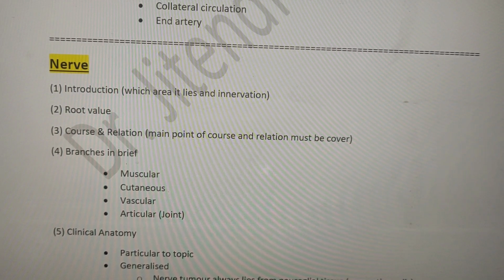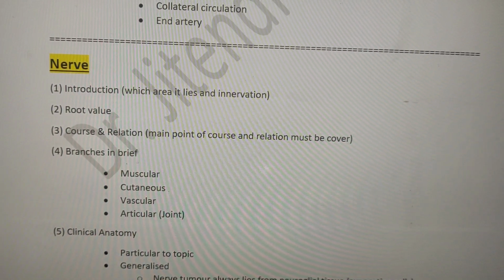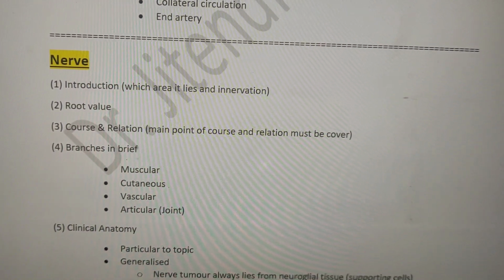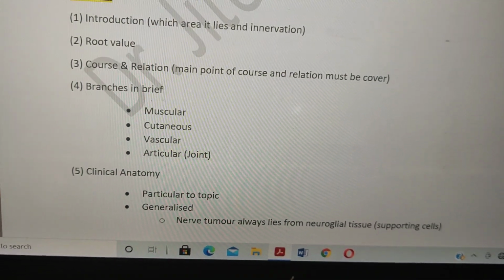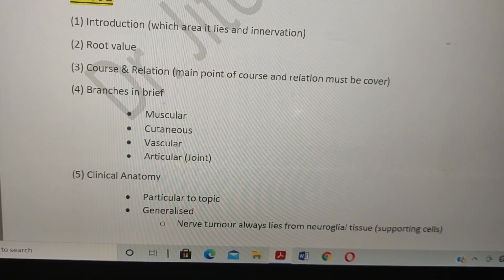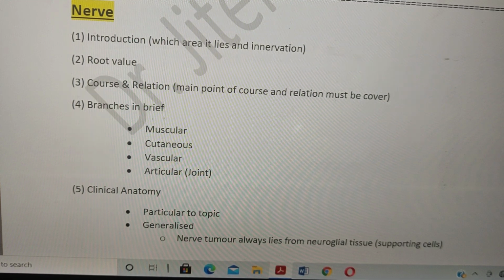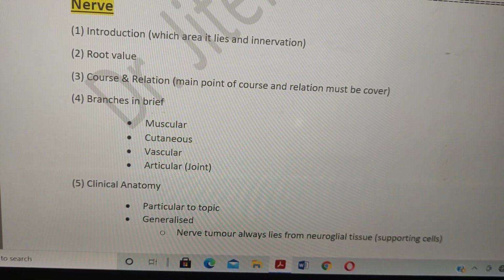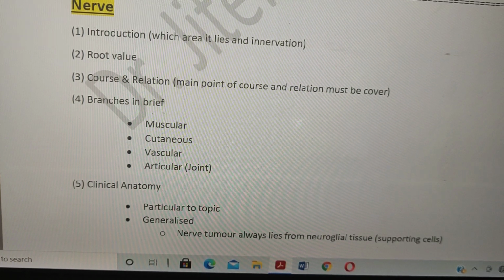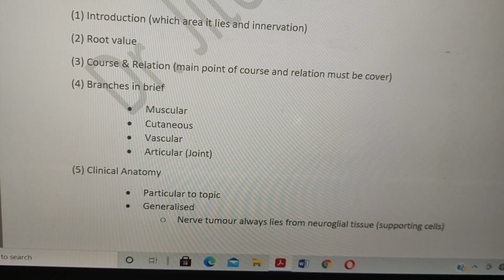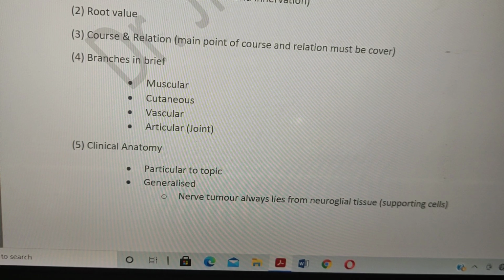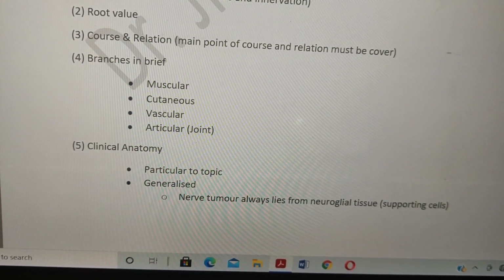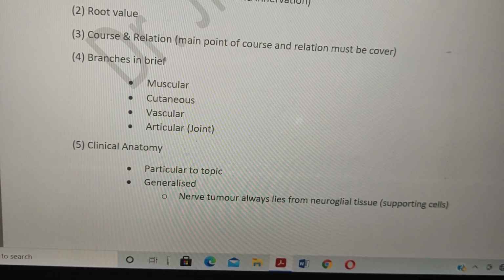Now nerves. You have to write the introduction, particularly which area it lies in and which area it supplies. You have to write the root value, the course and relations in brief, and the branches. Under the following heading, you have to write down the branches.